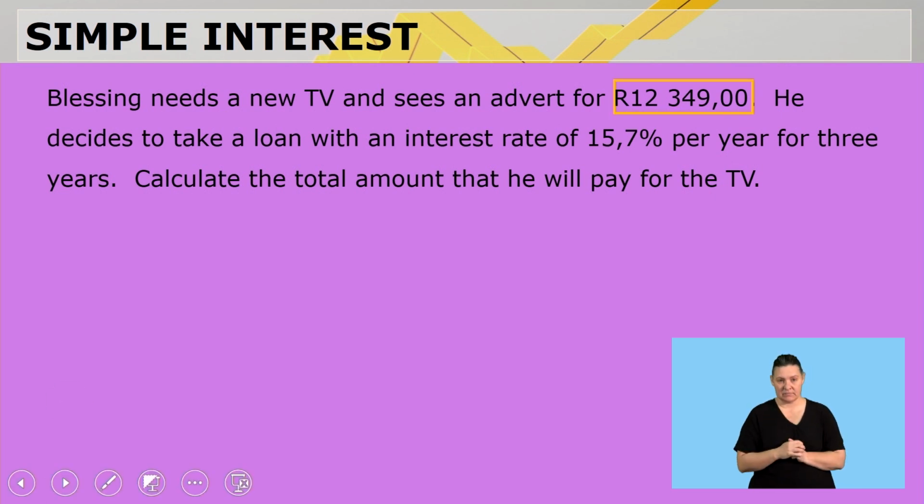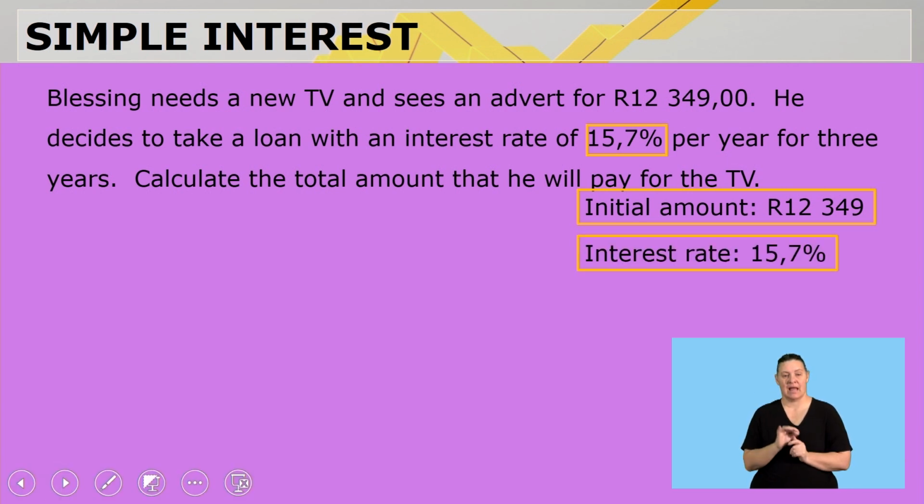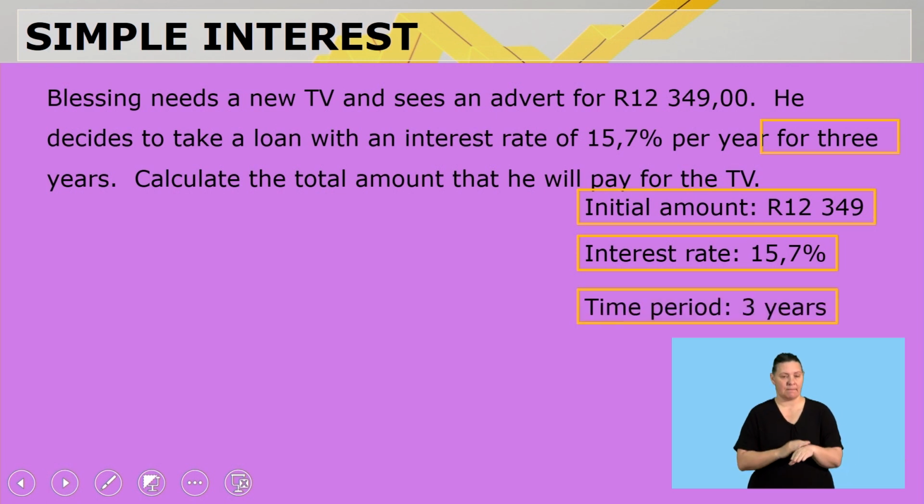So let's look at the information. There is 12,349 Rand. That is our initial amount. And then we have our 15.7% interest rate. And then we have our time period, 3 years.